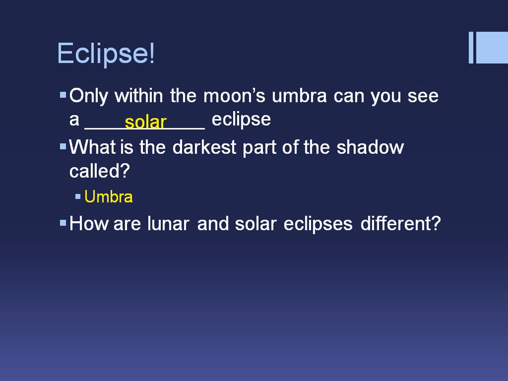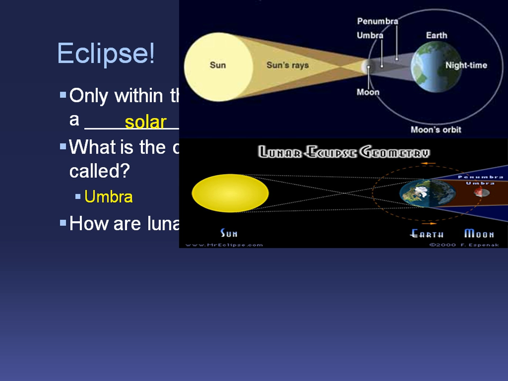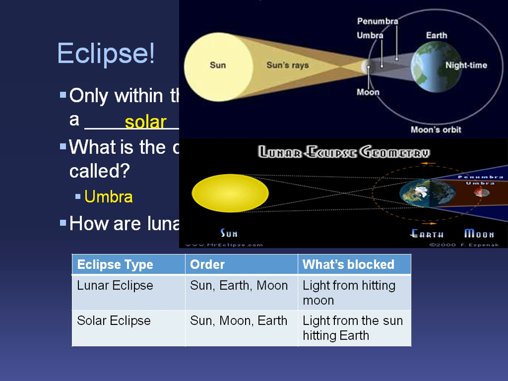Then we have to talk about how lunar and solar eclipses are different. You may actually want to make this table in the back that I'm going to show in a second, but if we first look at the drawings of the two types of eclipses, we can see that there are some very important differences. First of all, the order is very different. For a lunar eclipse, you go Sun, Earth, and Moon, and for a solar eclipse, it goes Sun, Moon, and Earth. The other big difference is what's actually being blocked. In a lunar eclipse, the light is being blocked from hitting the moon, whereas in a solar eclipse, light is being blocked from hitting the Earth. Very, very big differences there. Make sure you understand what they are and can describe them.